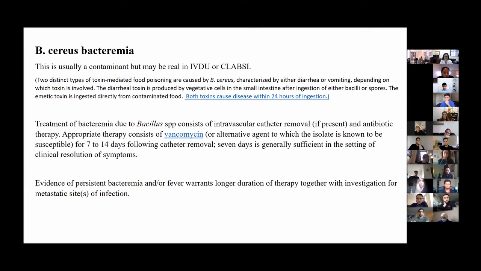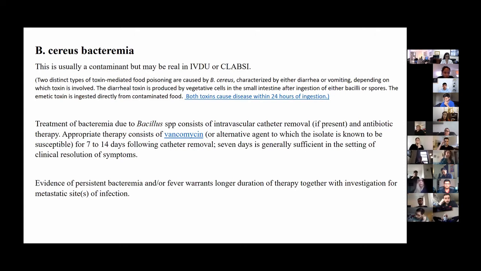I'm going to talk next about Bacillus cereus because it's very similar to coag negative staph, which is usually a contaminant. Just like coag negative staph, it may be real, particularly with CLABSI, and Bacillus is often associated with IV drug users because they contaminate their paraphernalia. I just put up, just to remind you, that it's really mostly a toxin mediated food poisoning. But that's not associated with the bacteremia, so it's not relevant to this discussion.